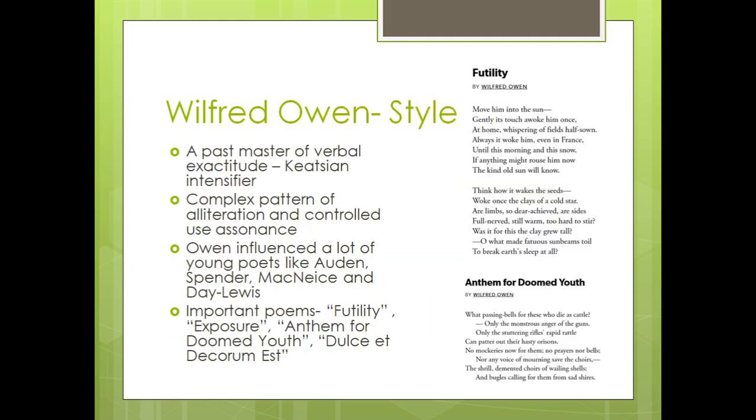So I said earlier he is the best representative of war poetry, so we'll deal with him in a detailed manner. Now we are talking about the style of Wilfred Owen. It is said that he is a past master of verbal exactitude, verbal accuracy, which we see in Keats. So he used all those Keatsian intensifiers, strong expressions used by Keats, and he also employed complex patterns of alliterations and there is this controlled use of assonance.